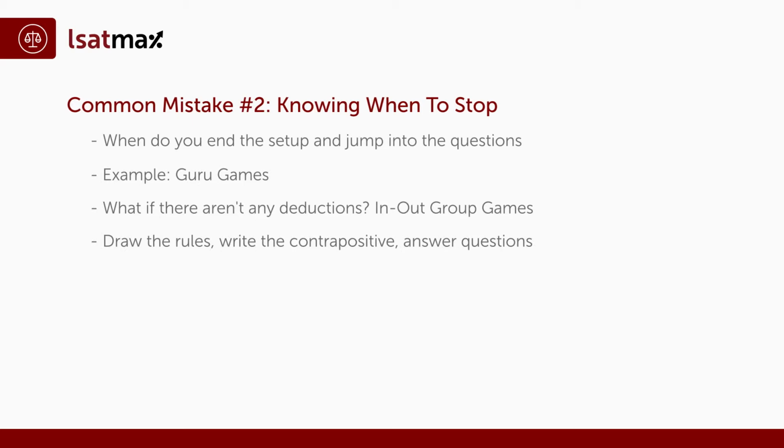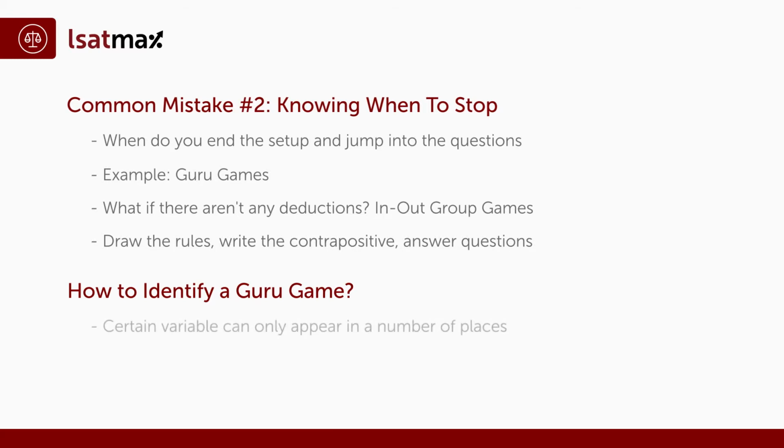There's no reason for you to sit there making transitive deductions, because when these general principles are invoked by the question, you're going to make the transitive deductions anyway. So don't do redundant work by doing it before moving on. Another thing to keep in mind is in terms of guru games, how do I even know that a game is a guru game? Well, the key is that the game is extremely restrictive. A certain variable can only appear in a number of places. And then when you start to place that extremely restrictive variable, other variables start falling into place rather nicely.